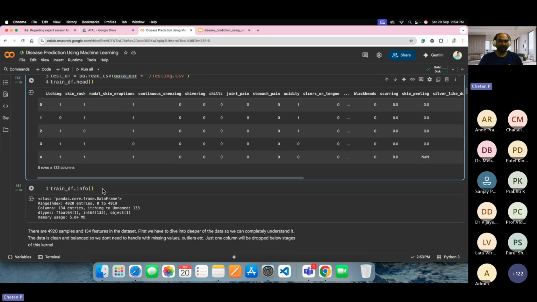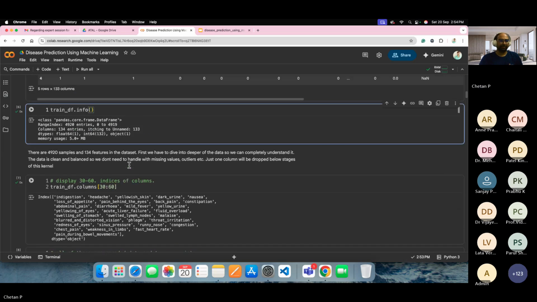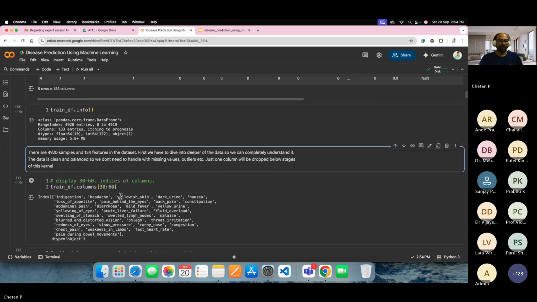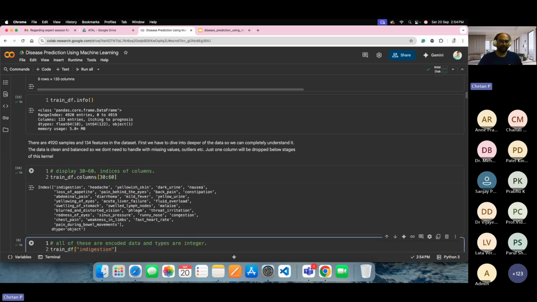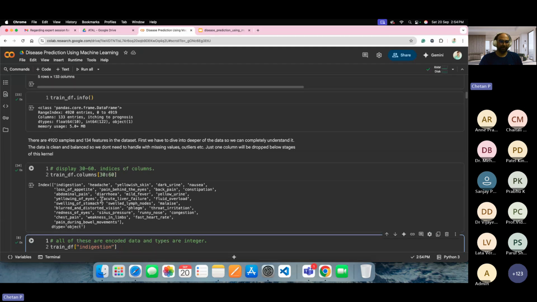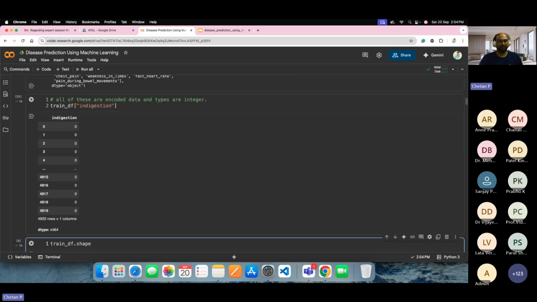Let's see first what the information is, but before that I will explain all the columns as well. Columns 30 to 60 are indices of the columns. So I'm checking columns 30 to 60: indigestion, headache, yellowish skin, dark urine, nausea, loss of appetite. These are the column indices 30 to 60, and all of these are encoded data of integer types. One column is indigestion.